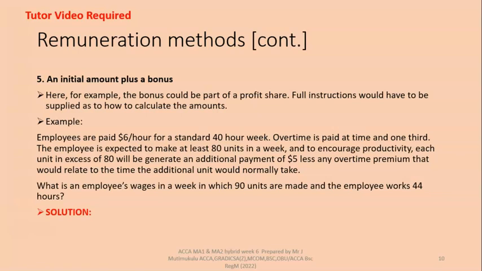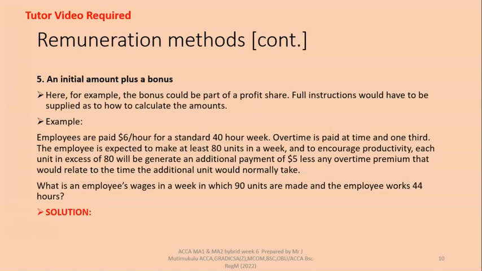And to encourage productivity, each unit in excess of 80 will generate an additional payment of $5 less an overtime premium that would relate to the time the additional unit would normally take. What is an employee's wages in a week in which 90 units are made and the employee works 44 hours?